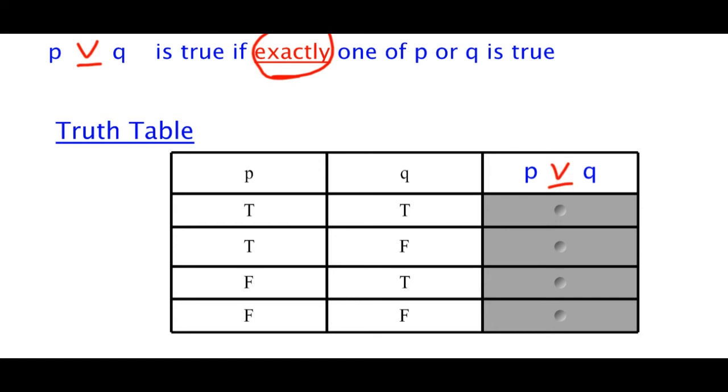Looking at the truth table, again: true, true, false, false, true, false, true, false, and it alternates in a little pattern. If both are true, it doesn't go along with this definition, so this is going to be false. It's only exactly one. If this is true and this is false, that's exactly one that's true, so that's true. If this is false and this is true, that's exactly one that's true, so it's true. If these two are false, then this is false. Again, please write this down.